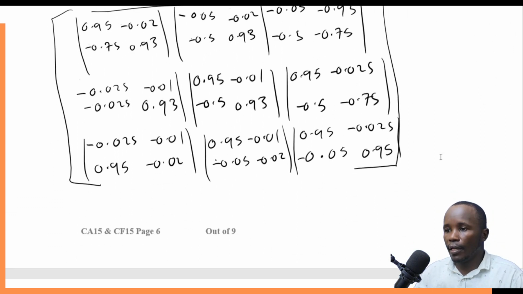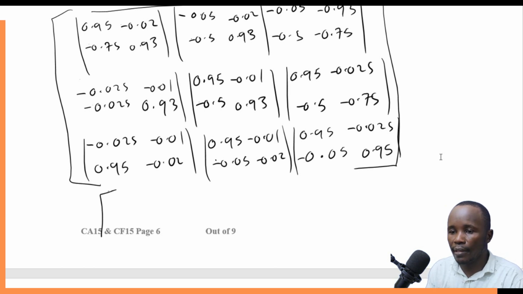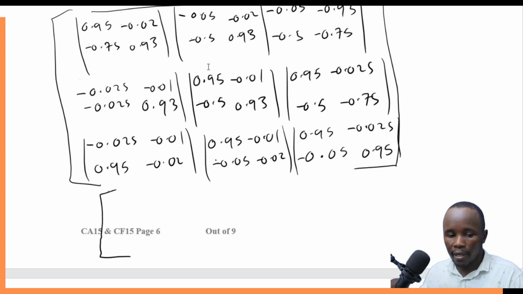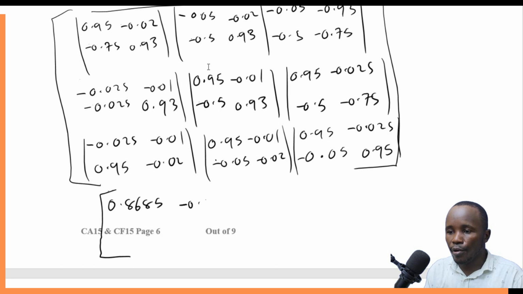Now, after doing this, you need to find the determinant. I hope at this point you know how to find the determinant. How do you find the determinant? You multiply the diagonal entries minus the other entries. This one multiply this one minus this one. I have done these ones, so when you do them correctly, you'll find that this is 0.8685. This is negative 0.0565. Then 0.5125. This is negative 0.03075. 0.875.